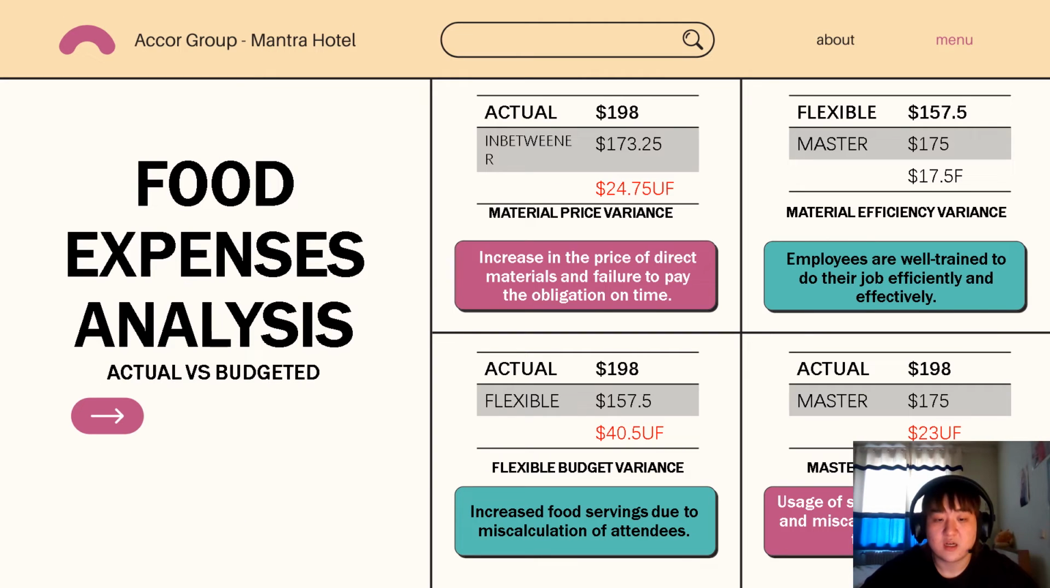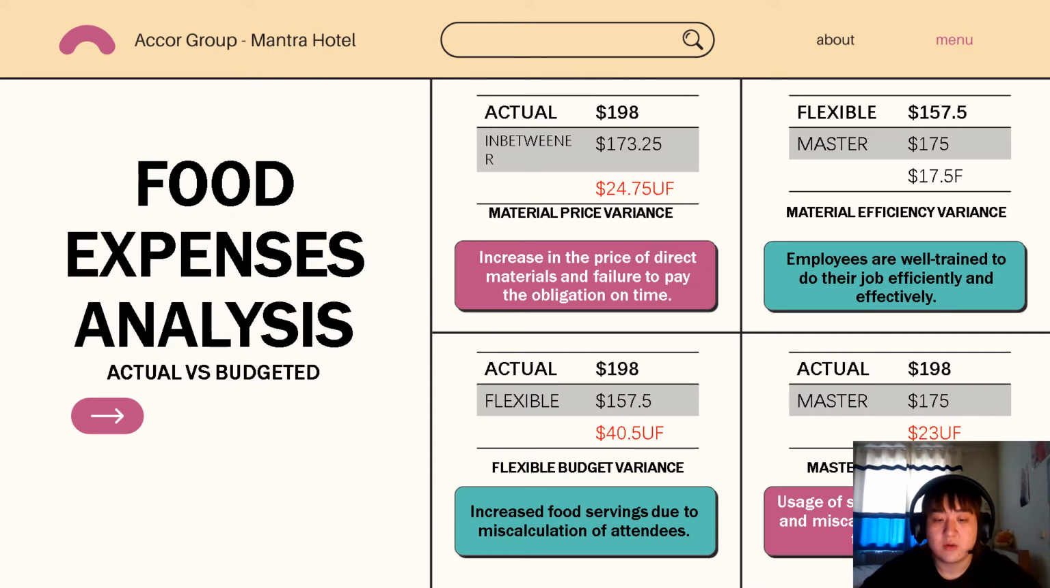For the last discussion of variances, let's analyze the variances of food expense. The table shows a $24.75 unfavorable material price variance, which caused a decreased income. This may arise due to various reasons, such as an increase in the price of direct materials or failure to pay the obligation on time, hence forfeiting the cash discount offered.